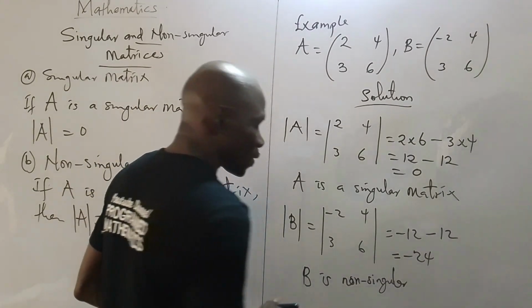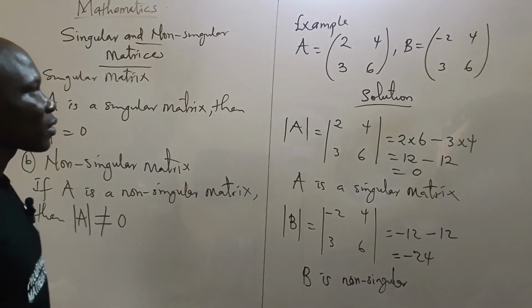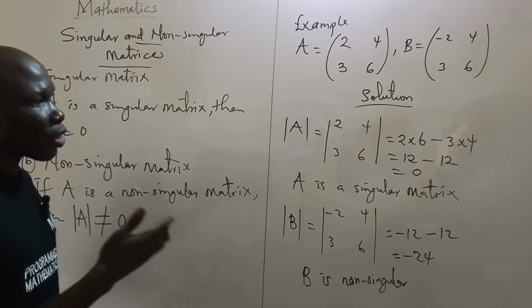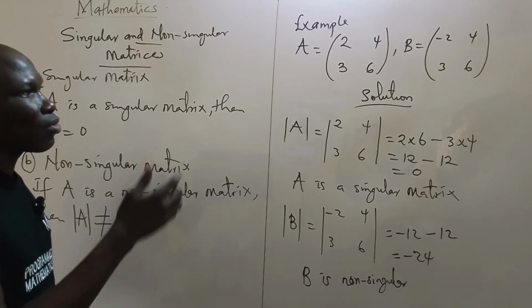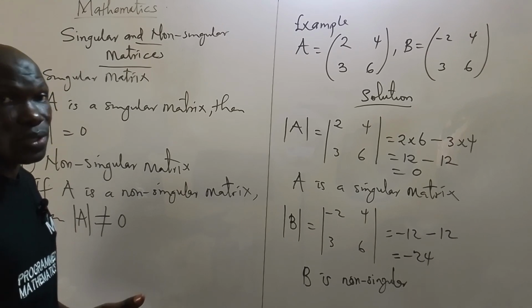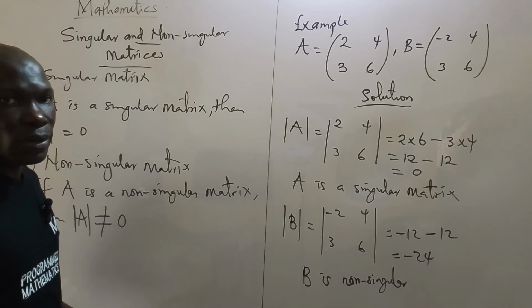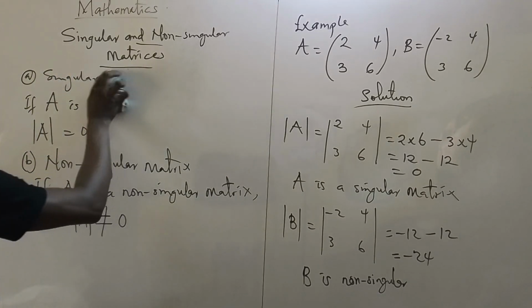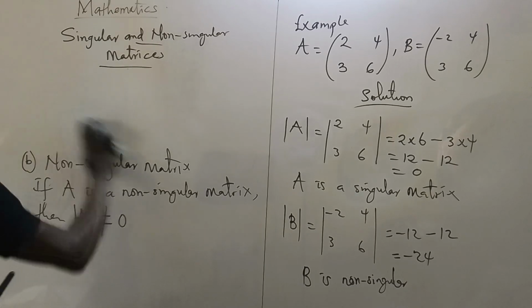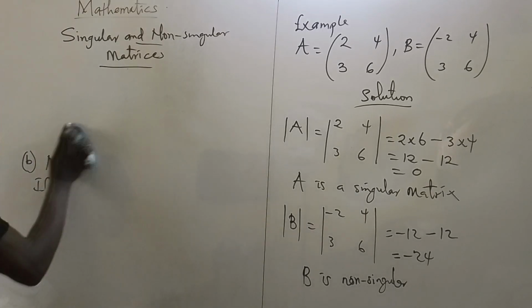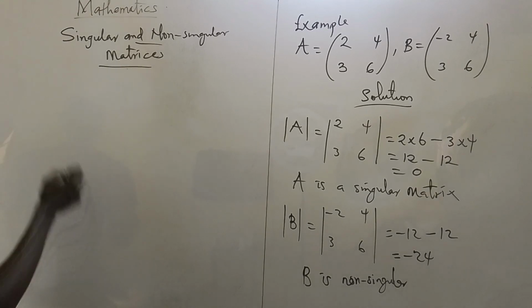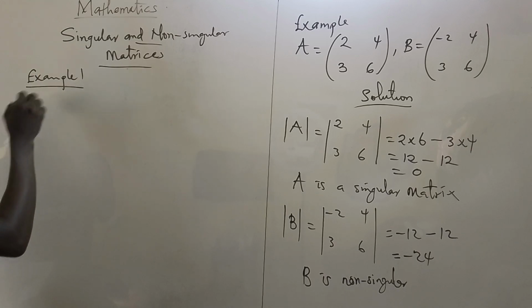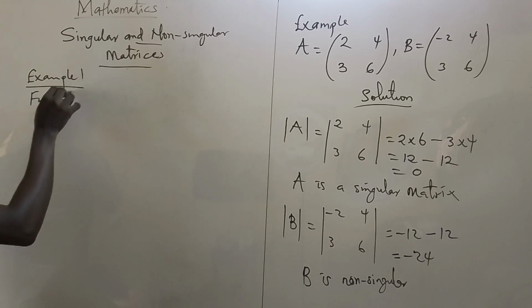So when you say a matrix is singular, okay, it means the determinant of such a matrix is 0. And because of that, a question can ask you to find the value of a particular letter or an unknown in a matrix when the matrix is singular. Okay, so in this case here, let's look at an example on that. Let's call this example number 1.